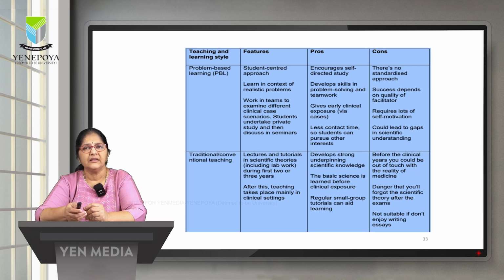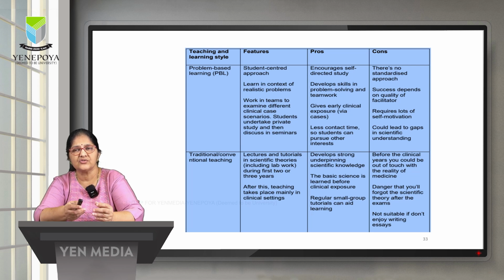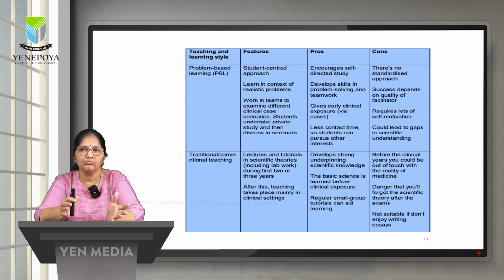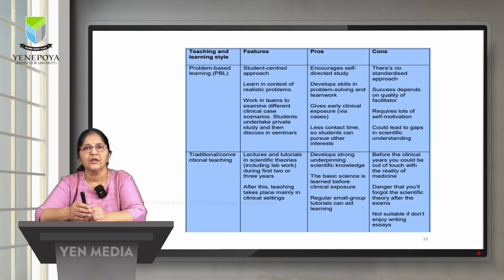But in PBL, though it has a lot of pros, that is early clinical exposure, and there is less contact time. The teacher is with the students for hardly say 10 to 20 minutes. After that, the students are supposed to discuss with each other and find out new information.